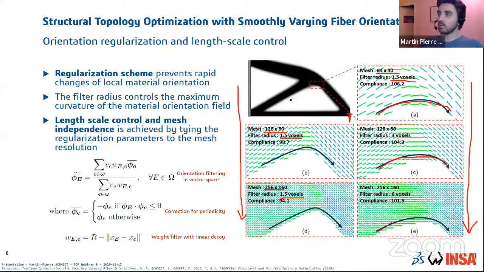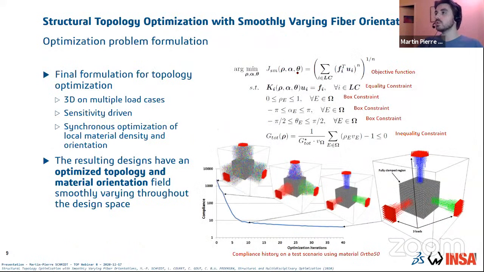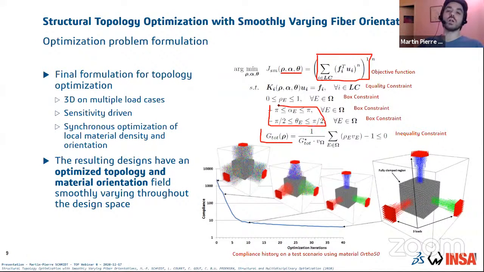So now that we have all these components, we can formulate the global optimization formulation, which is an optimization of three design variable fields, the densities and the two angles in 3D. We have a softmax aggregation to handle multiple load cases, and we are using here the global mass constraint, and we have the hybrid optimization scheme for the design variables alpha and theta, as well as the regularization scheme. So that's our whole workflow. And using this, we run a bunch of experiments.